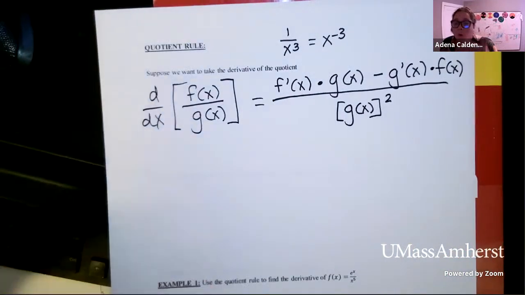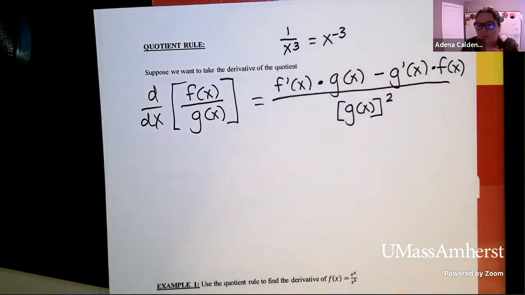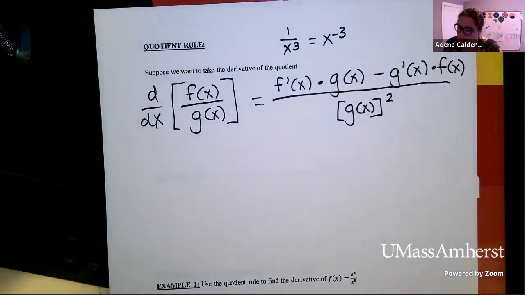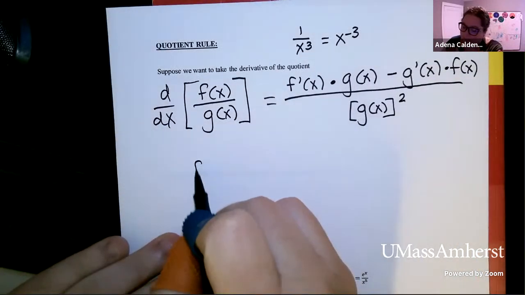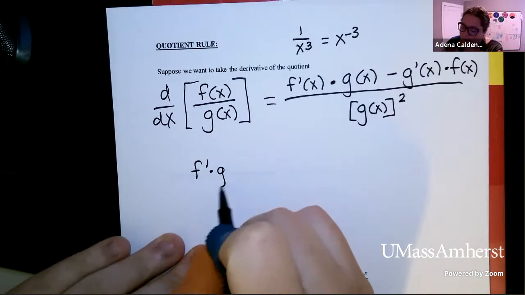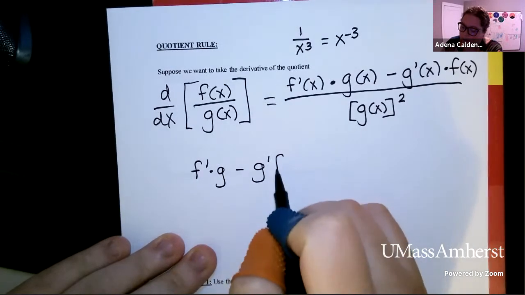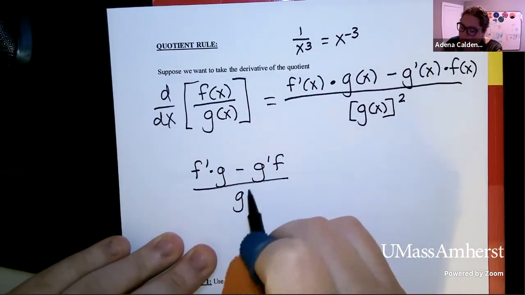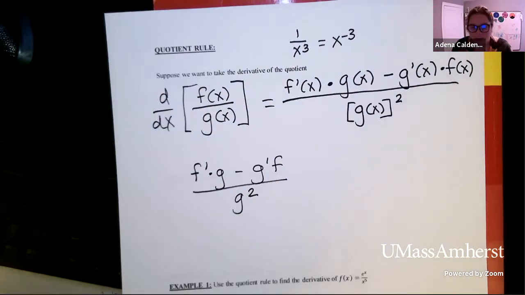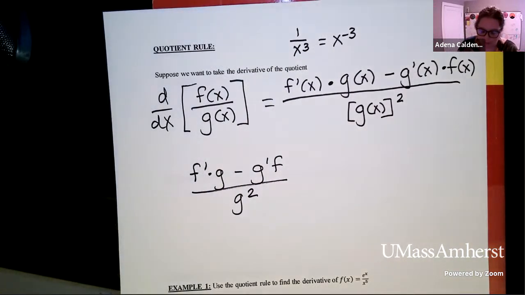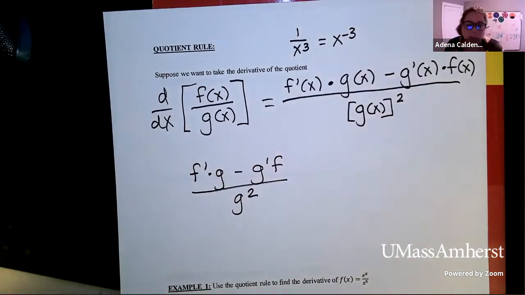Okay, so sometimes you'll see the formula fully written out like this. Sometimes you'll see it abbreviated f prime g minus g prime f divided by g squared. Those mean the same thing, right? It's implied that these are functions of x or of the independent variable.